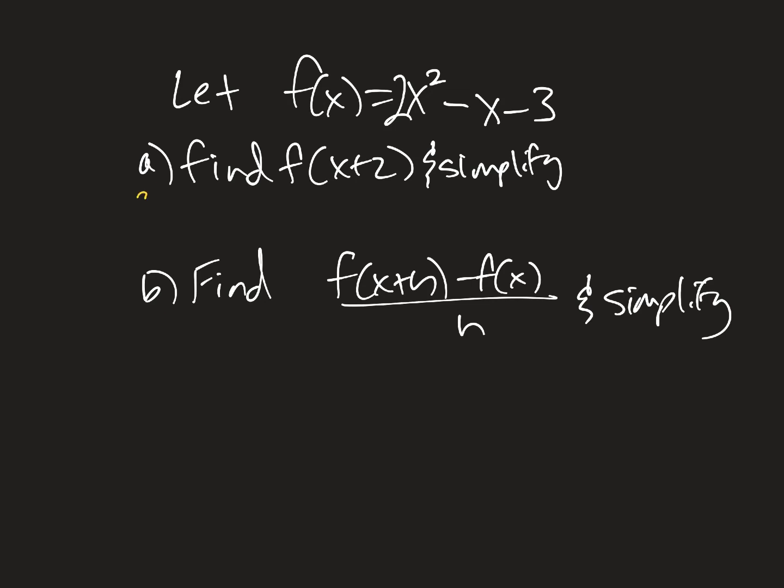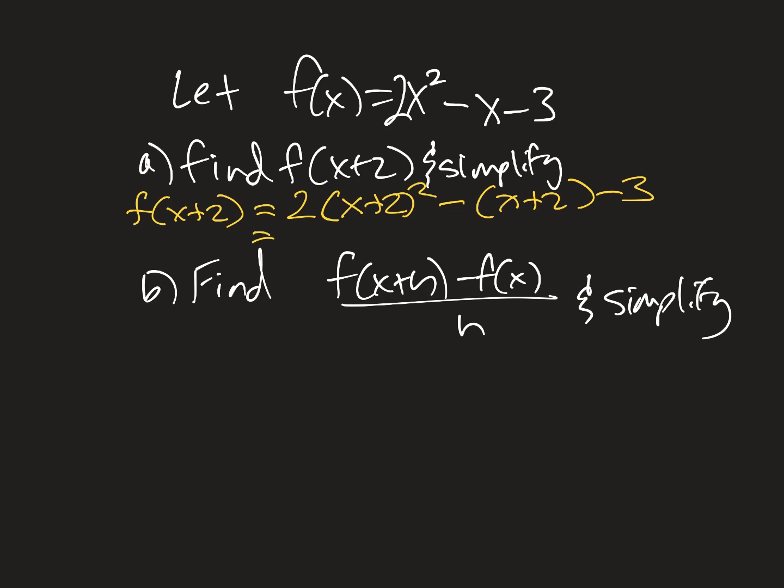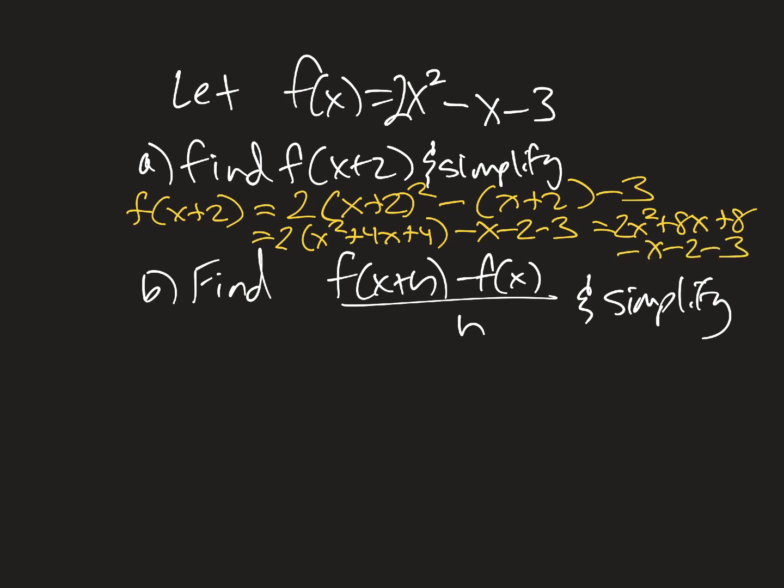All right, f of x plus 2 means wherever there's an x in the function, you put x plus 2. So it's going to be 2 times (x plus 2) squared minus (x plus 2) minus 3. And then it's just a matter of cleaning it up. 2 times x squared plus 4x plus 4 minus x minus 2 minus 3. Or I've got 2x squared plus 8x plus 8 minus x minus 2 minus 3. Sorry, running out of room, which finally is going to be, if I combine like terms, 2x squared plus 7x plus 3. That's how that simplifies.